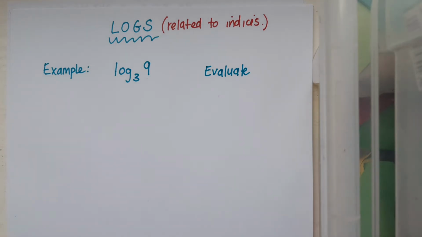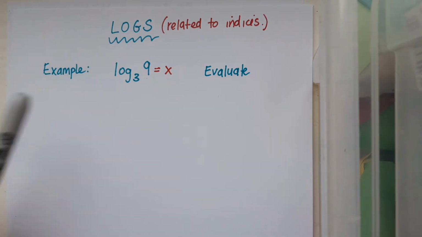Now log to the base 3 of 9, if we're being asked to evaluate it, it must have a number solution. So it's worth something. We don't know what yet. Let's call it x. So I'm just letting my log statement equal x. To evaluate this without using a calculator, the easiest thing to do is actually write it as an exponential equation.